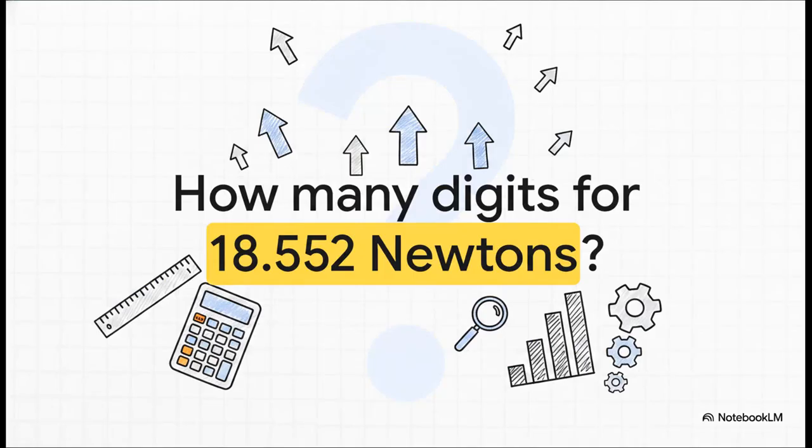All right, final knowledge check for this explainer. Using the accuracy rule we just covered, if your calculated force comes out to 18.552 newtons, how should you actually record it? Well, since it starts with a 1, you keep 4 digits, making it 18.55 newtons.